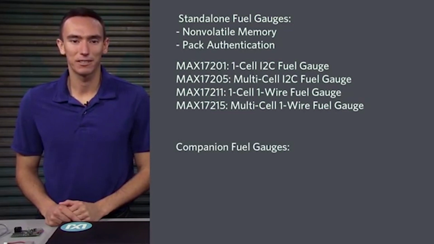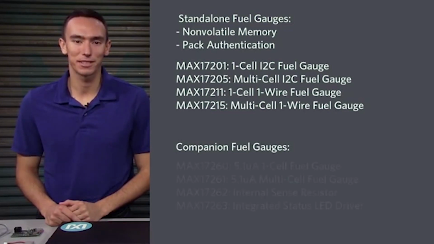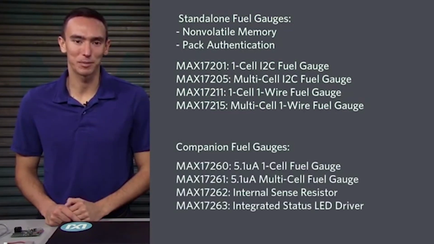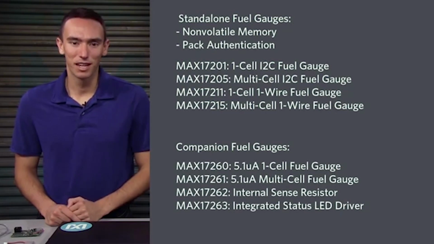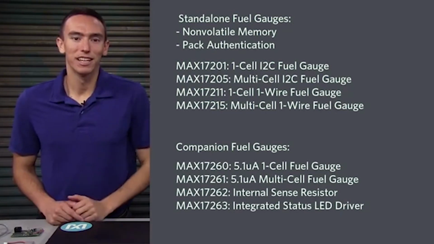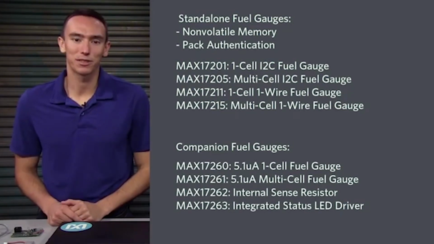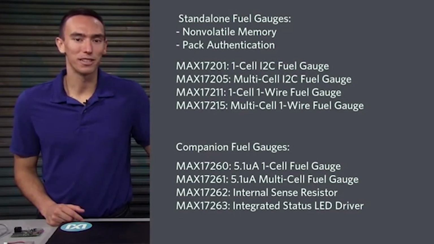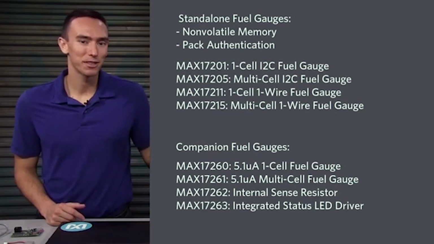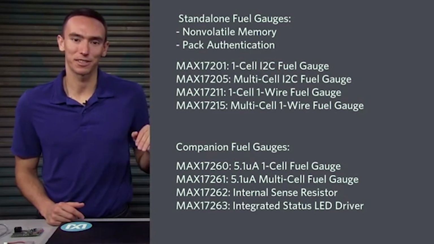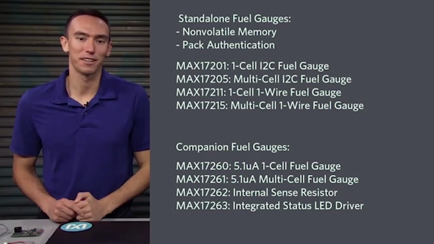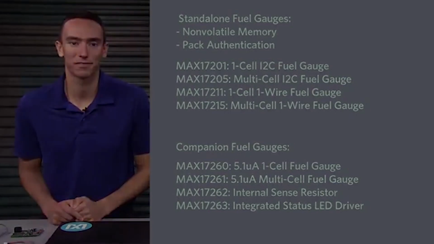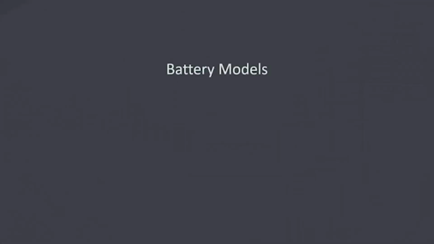If you don't need these standalone features, the MAX17260 family offers even lower current consumption with some other unique features. The MAX17260 is a single-cell fuel gauge that only draws 5.1 microamps in hibernate mode. The 261 is for multi-cell packs, the 262 has an internal sense resistor, and the 263 has an integrated status LED driver.